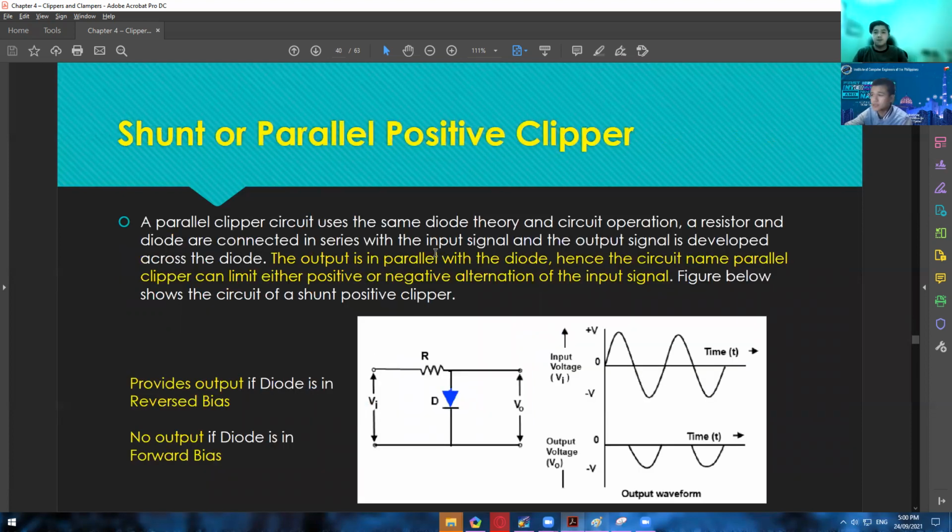Okay. So let's now move on to the fourth type of clipper. So in here we have shunt or parallel positive clipper. So when we say shunt, so it's equal with parallel. So don't get confused with this word shunt. So the word shunt is equal to the word parallel. So in here, the output is in parallel with the diode. Hence the circuit name parallel clipper can limit either positive or negative alternation of the input signal.